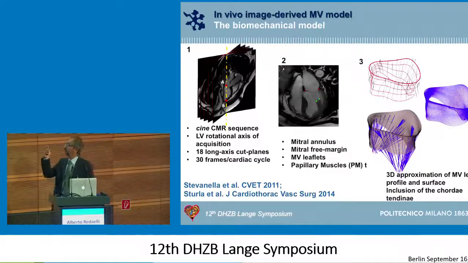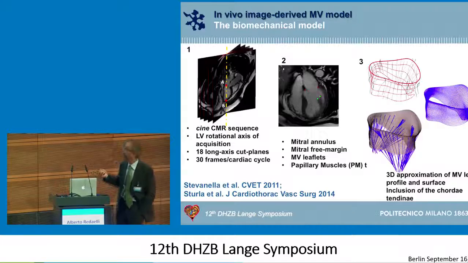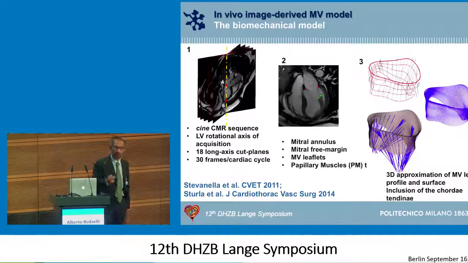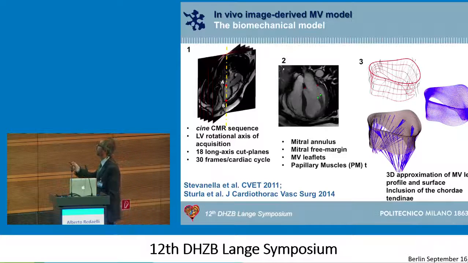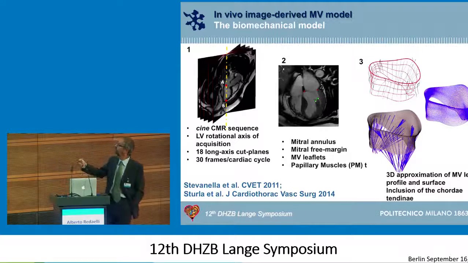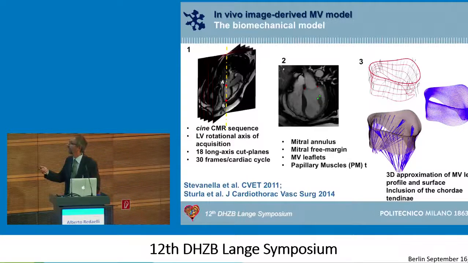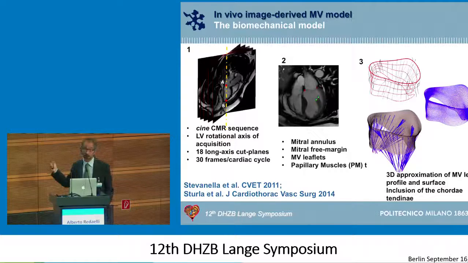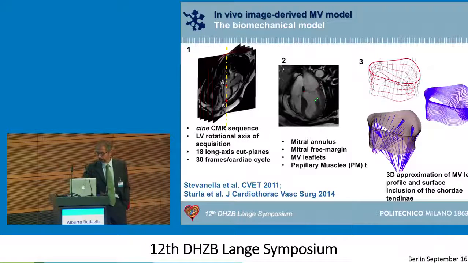At this point, when we have the acquisition and the segmentation, what we need is the model. And the model is obtained by collecting the information about the leaflet length in one time frame and by creating a surface that lies on the profile that we have collected through segmentation. And at the end, we add the chordae tendineae. With these models, now we can just apply the pressure and simulate what is going on. And I will provide now two examples.